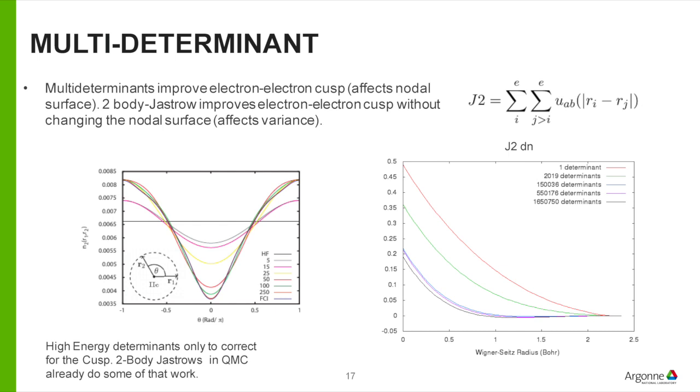So why does your full CI curve not look exactly like...? Which one? Your full CI curve. I mean, it looks smooth. Finite basis. It's just a finite basis. So yeah, it can't have it.